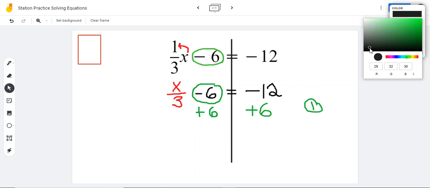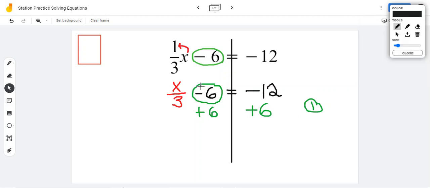Okay, so once I have canceled this out, it makes 0. So now I have x divided by 3 plus 0. And we don't write that 0. On the other side, I have to do both sides. Negative 12 plus 6. So if I have negative 12 and I make that bigger by 6, now I have negative 6. All right. So remember, when we're talking about a fraction here, we're really talking about division.